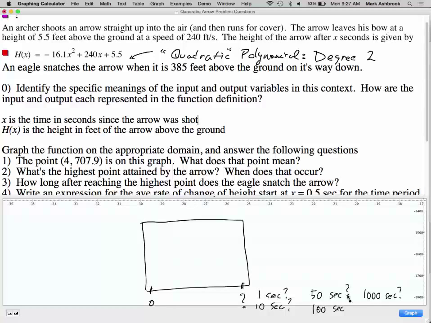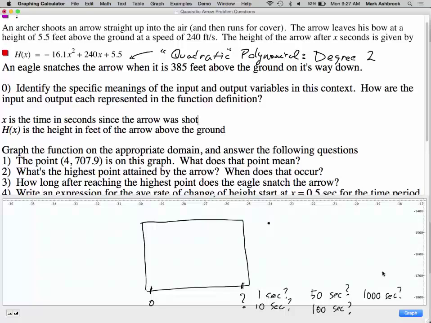So you can start off with a reasonable guess and then adjust. So what's a reasonable guess if we're shooting an arrow at a fast speed up from 5.5 feet above the ground? Which of these might be reasonable to think that we want to see the whole journey of this arrow? 1, 10, 50, 100, 1,000 seconds.